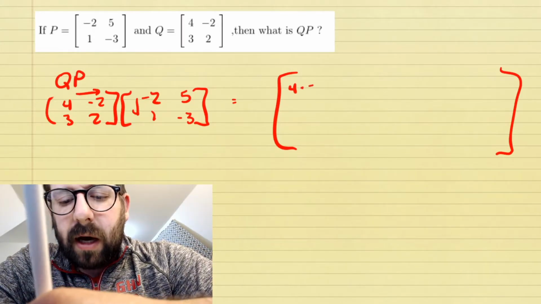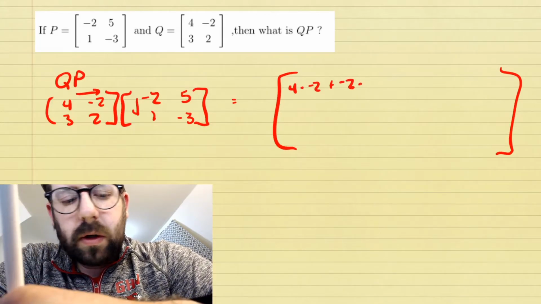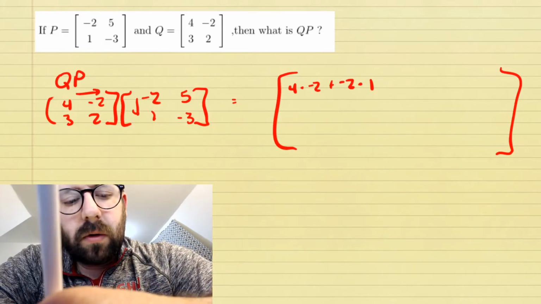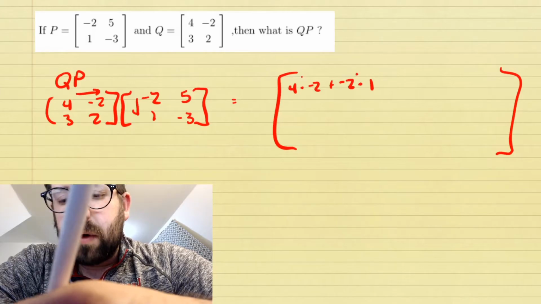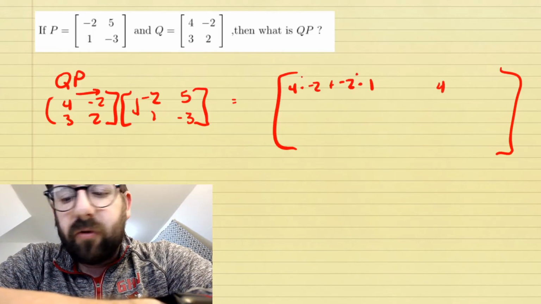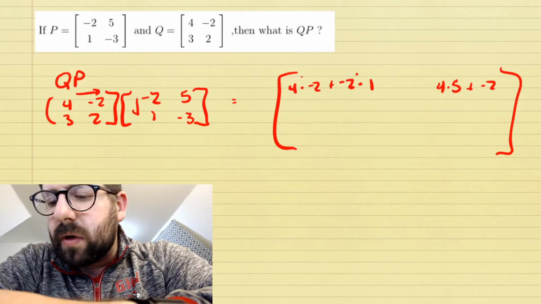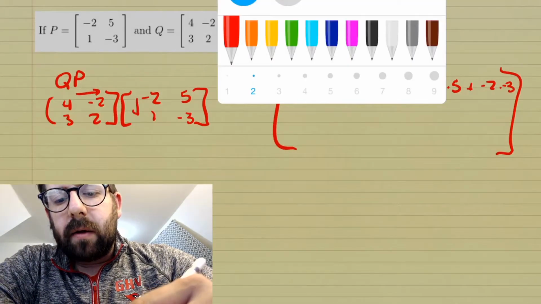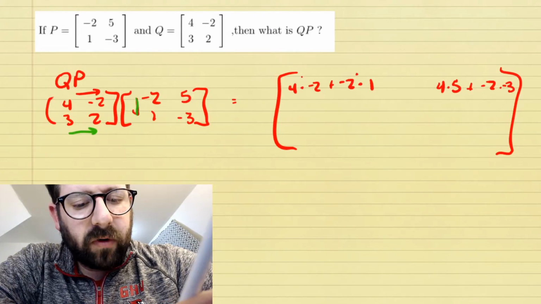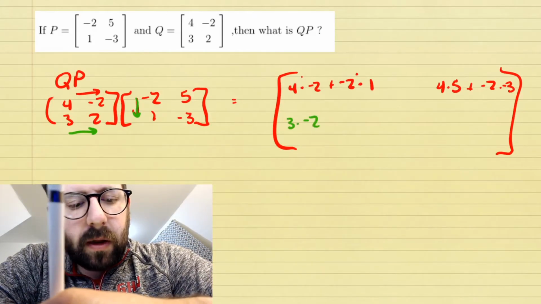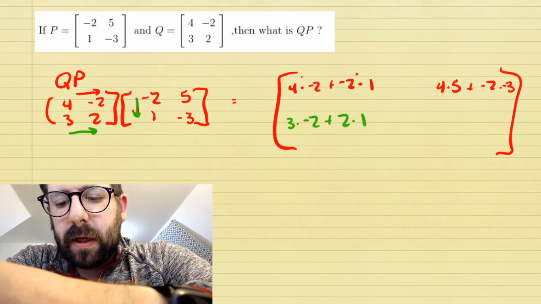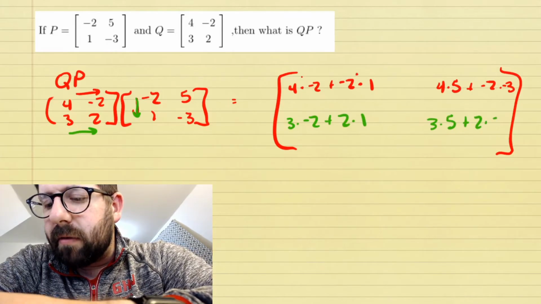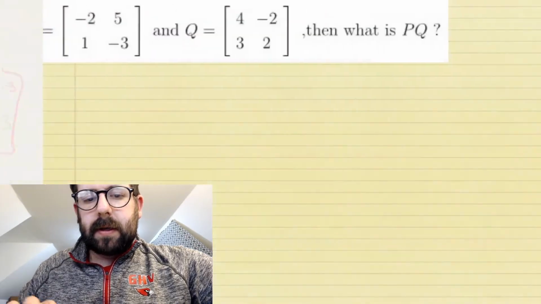So row times the column, row times the column number. So 4 and the -2 times the -2 and the 1. So 4 times -2, the -2 times the 1. Add them together. So that's the upper left corner. Upper right corner, 4 times the 5, and the -2 times the -3. So row by column. And then you can go on to the second one. So second row, first column. So 3 times the -2, and then the 2 times the 1. And then the same thing in the long run. 3 times the 5, and the 2 times the -3. So there you go. All right.